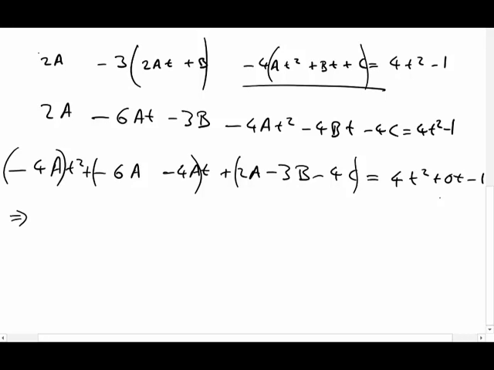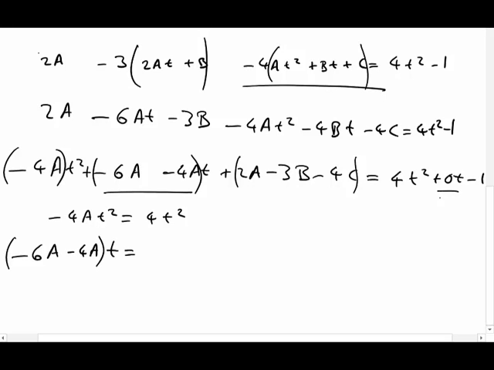So let's have a look then. Let's compare the t squared terms together. Minus 4a t squared has got to be equal to 4t squared. And then we end up with minus 6a minus 4a, lots of t, has got to be equal to 0t. And then let's look at the constant term. So 2a minus 3b minus 4c, that's got to be equal to minus 1.